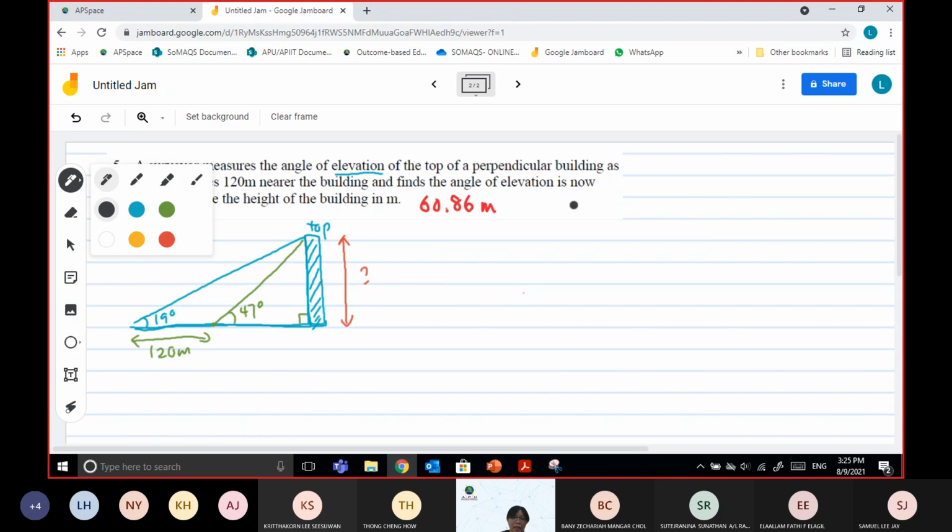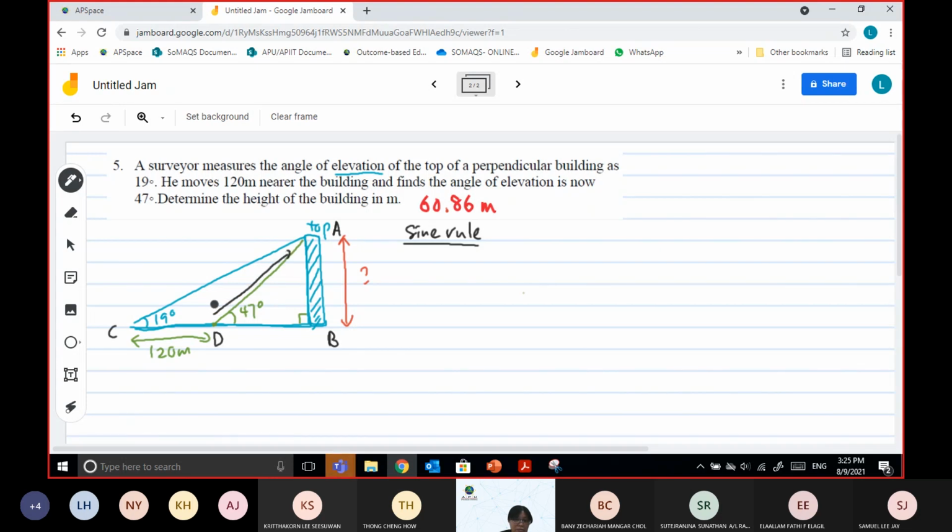Let's say I would like to find these heights, right? Let's label it as A, B, C, and D. Let's say I label it as a triangle, A, B, C, and D, so it would be easier for me to explain. I'm using sine rule, and I'm trying to find the length of AD first. I would like to find the length here. So I find the length of AD using sine rule.